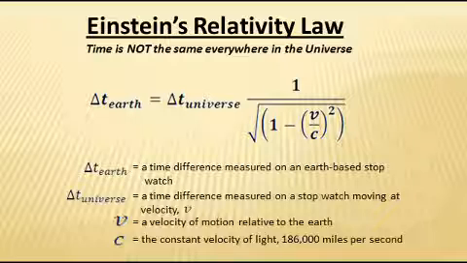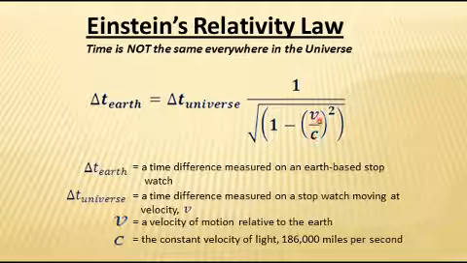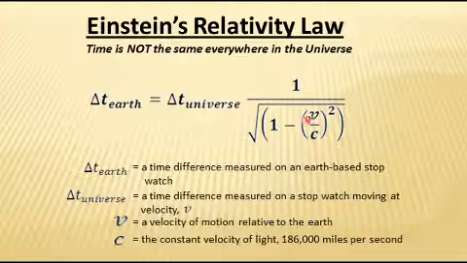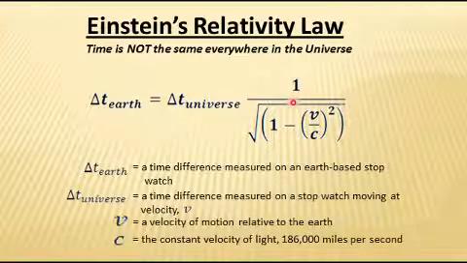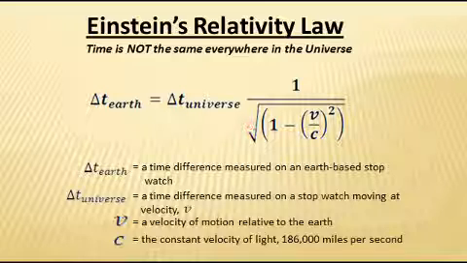Let's look a little bit at this equation. It's a relatively simple 1 over a square root equation with two variables in there: the velocity that you're traveling at and the velocity of light. If this ratio of v over c is very close to 1, if you're moving almost at the speed of light, then this whole expression can very easily become a large number. Let's just say it gets to be 1 billion.